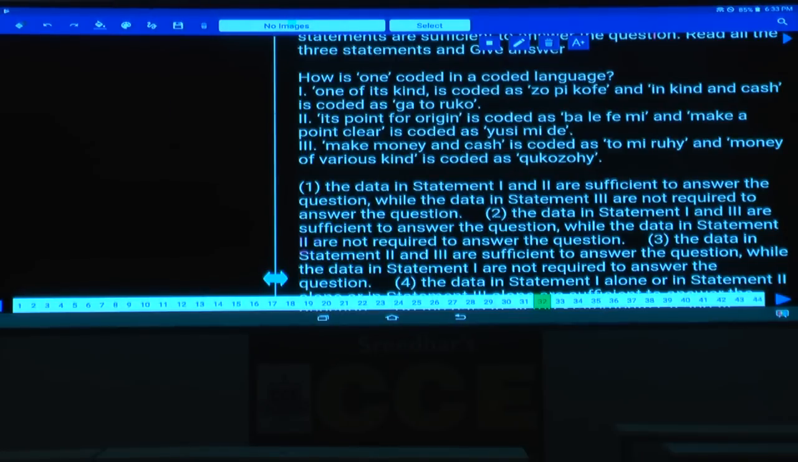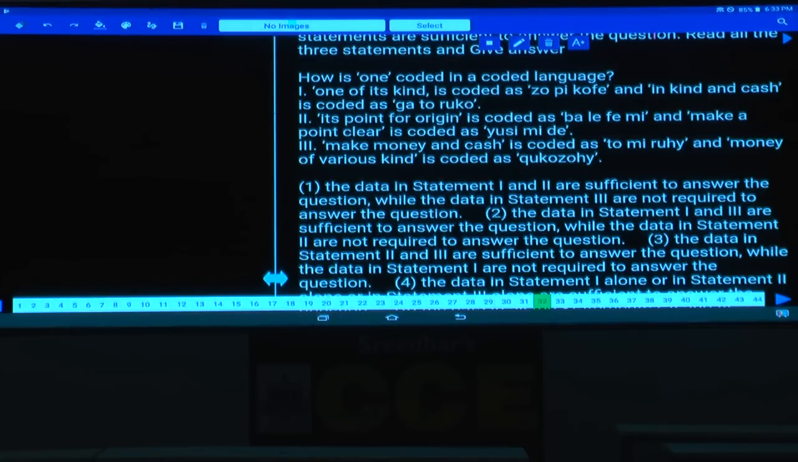Now question number 32. How is 1 coded in the given code language? Now we need to find out the code for the word 1. How is 1 coded in the given code language? One of its kind. Again, one of its kind.